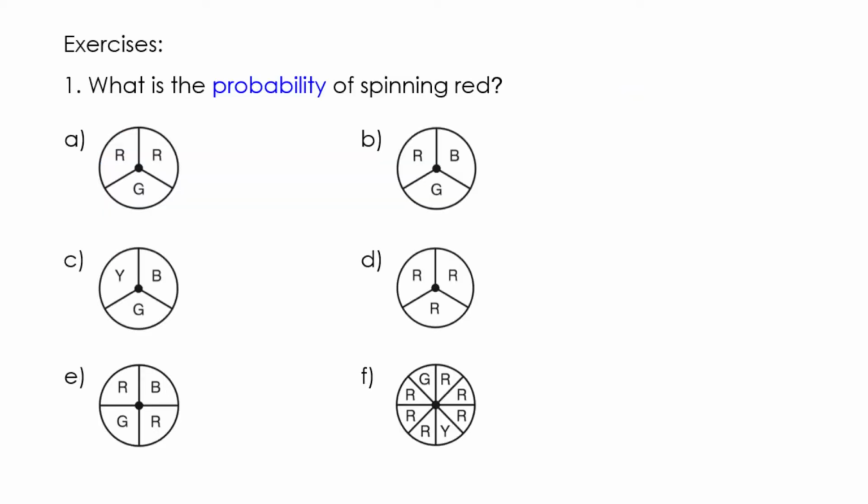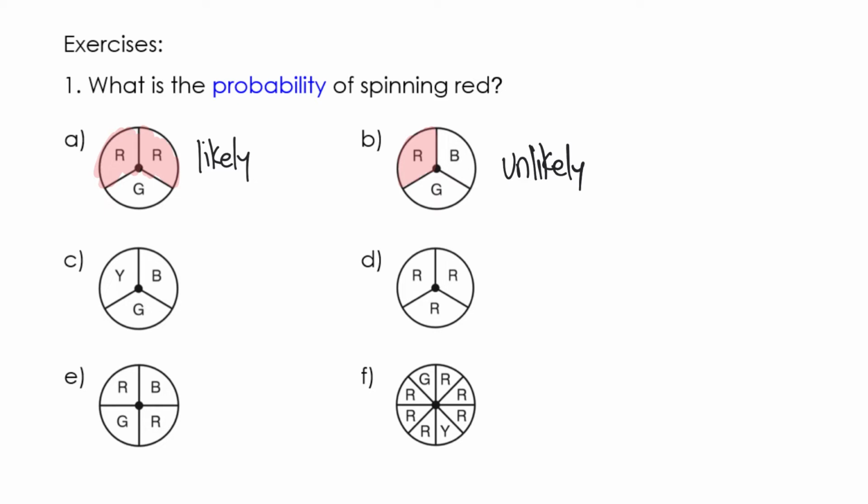Okay, so what is the probability of spinning red? So I am not going to color them all in. I'm just going to do the color that it's saying, so red. So let's look at red here. Here's red. And as you can see, the probability of spinning red here is likely. In this one here, what is the probability of spinning red? Well, this one would be unlikely because it's a 1 in 3 chance.